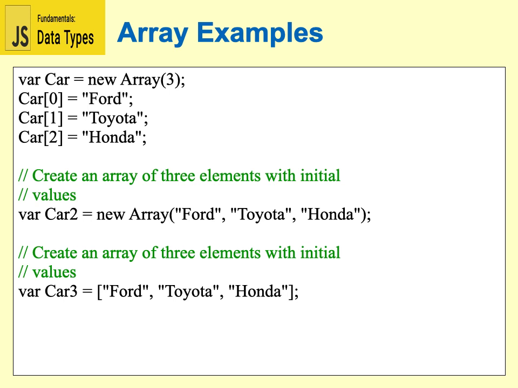Another method is specified there, where car3 is equal to, in square brackets, Ford, Toyota, Honda. This also will work like the second statement, car2. We will move on to another example.